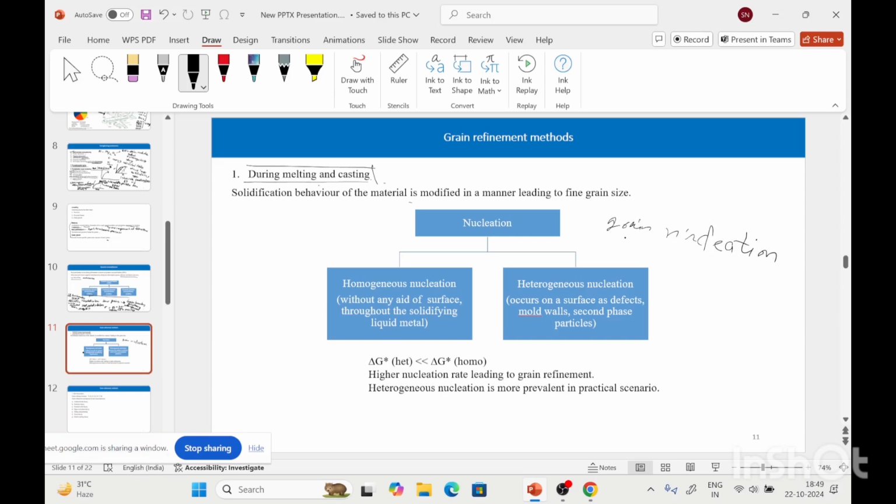So the nucleation of grains can be classified into two types. The first is homogeneous and the second is heterogeneous. Homogeneous nucleation occurs without any added surface, throughout the solidifying liquid metal, while heterogeneous nucleation occurs on a surface such as defects, mold walls and second phase particles.